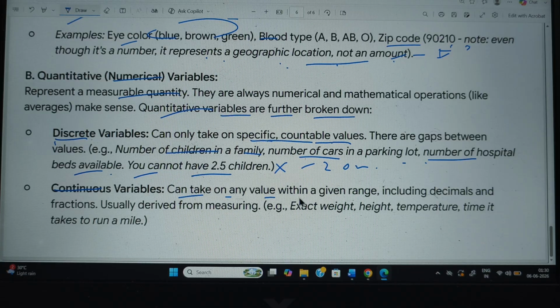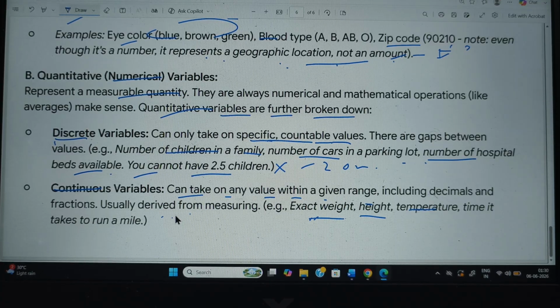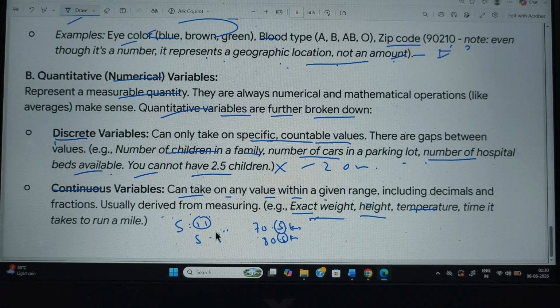A continuous variable can take any value within a given range, including decimals and fractions, usually derived from measuring, like exact weight, height, temperature. Height might be 5.11 feet or 5.8 feet, or weight might be 70.5 kg or 80.5 kg. This can take decimals, and can be extended further to inches or centimeters. This is what the continuous variable suggests, but discrete variables can only take specific countable values.